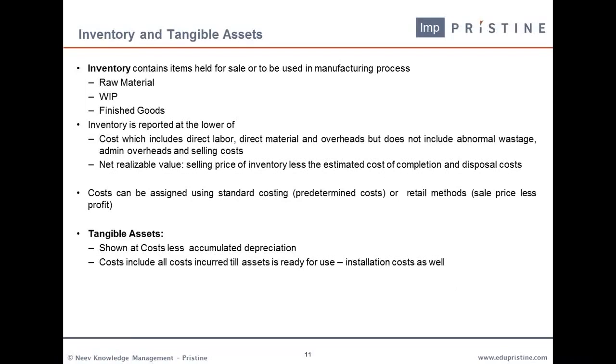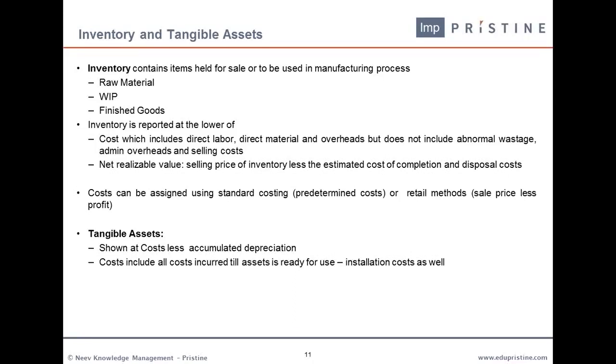So inventory is one of the current assets that we discussed. Let's now see how it is presented in the balance sheet. Inventory basically has items which are held for sale, which is the finished goods inventory, or to be used in the manufacturing process, which are the raw material inventory or the work in progress inventory. When it comes to reporting, inventory is reported at the lower of cost and the net realizable value.